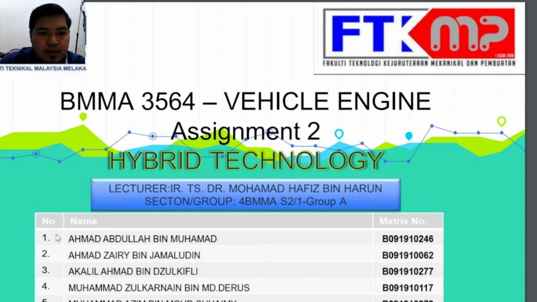So in this table is my group. Firstly, Ahmad Abdullah bin Muhamad. Second, Ahmad Zairy. And third, Akalil Ahmad. And fourth, Muhammad Zulkarnain bin Madrus. And lastly, Muhammad Azim bin Muhammad Suhaimy.